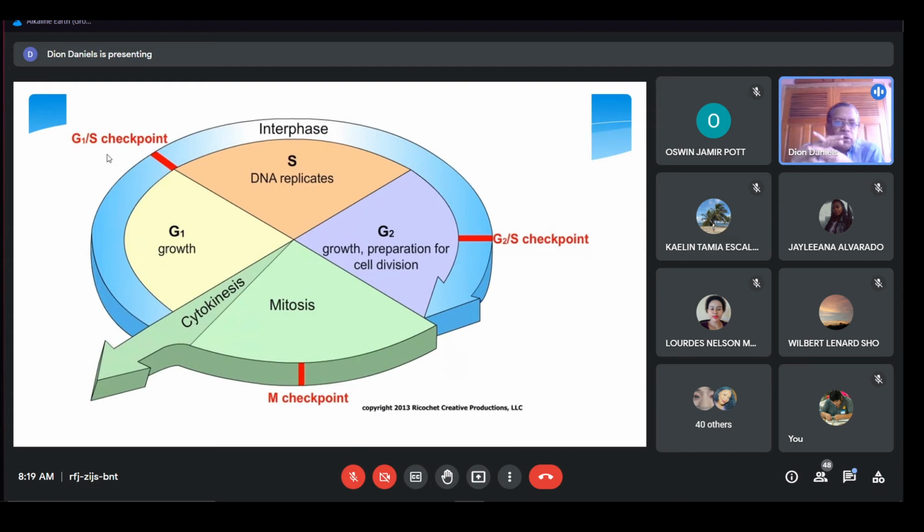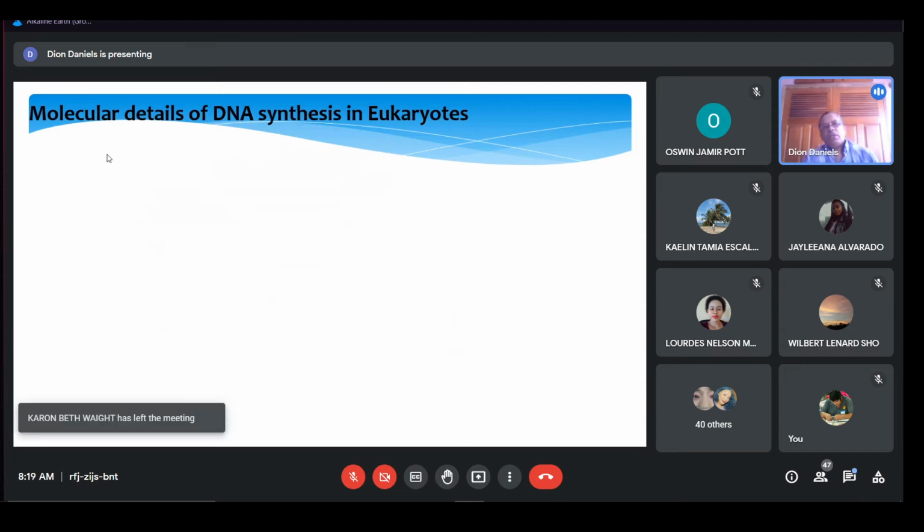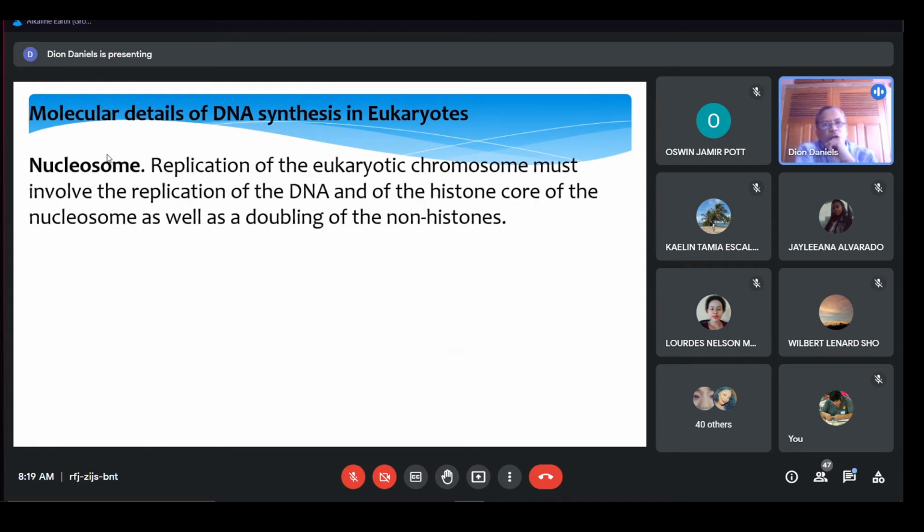This is a review of your cytology course from 2 semesters ago. So DNA replicates during that S phase. And you have growth and preparation for cell division in the G2. And then you have mitosis taking place. And then it completes with cytokinesis. Let's look at the molecular details of DNA synthesis in eukaryotes. Nucleosome. Anybody recall what's a nucleosome?